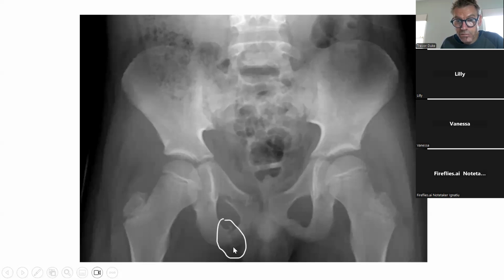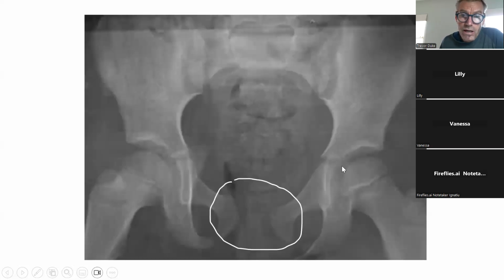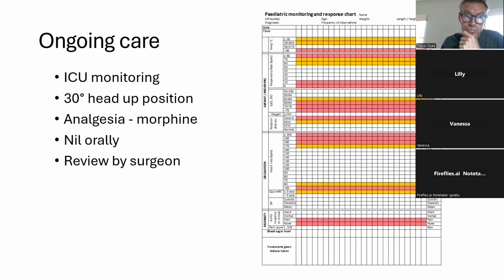So the fracture is down in the inferior aspect of the pubic rami, and then there's another fracture in the superior aspect of the pubic rami here. So a pelvic fracture as well. And here there's a third type of injury, separation of the pubic symphysis, which is another type of injury. So they're the three common types of injuries that children can get from pelvic fractures.